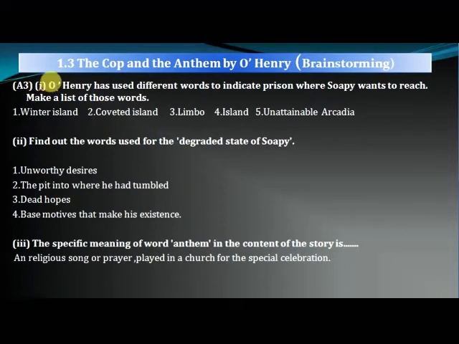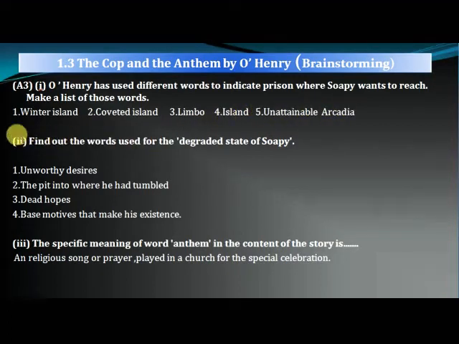Here the first one is: O. Henry has used different words to indicate a prison where Sophie wants to reach. So make a list of those words. So here the words are Winter Island, Coveted Island, Limbo, just an island, or the fifth, unattainable Arcadia.